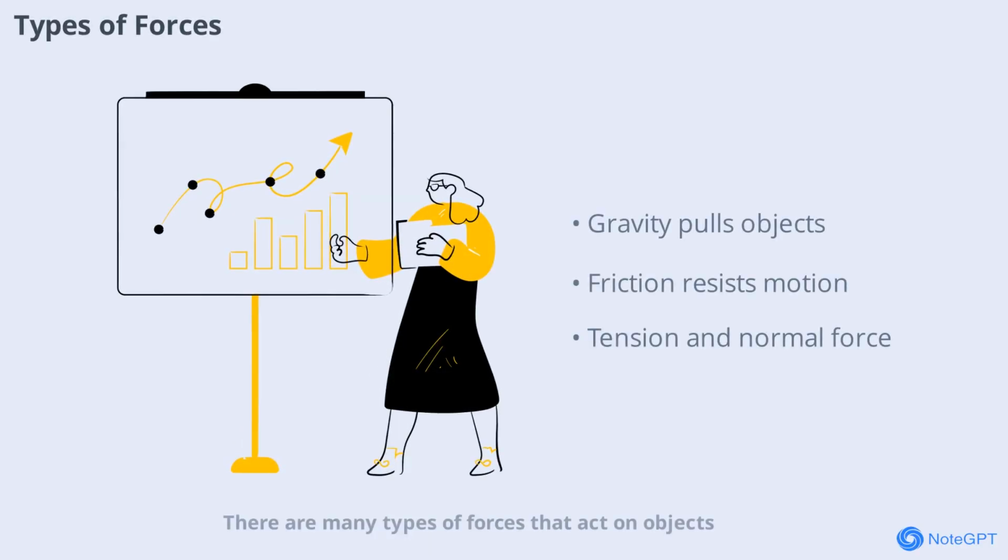There are many types of forces that act on objects. The most common are gravitational force, frictional force, normal force, tension, and applied force. Each type of force has unique effects on motion. For example, gravity pulls objects toward the Earth, while friction resists motion between surfaces. By understanding these forces, we can better predict how objects will move and interact.